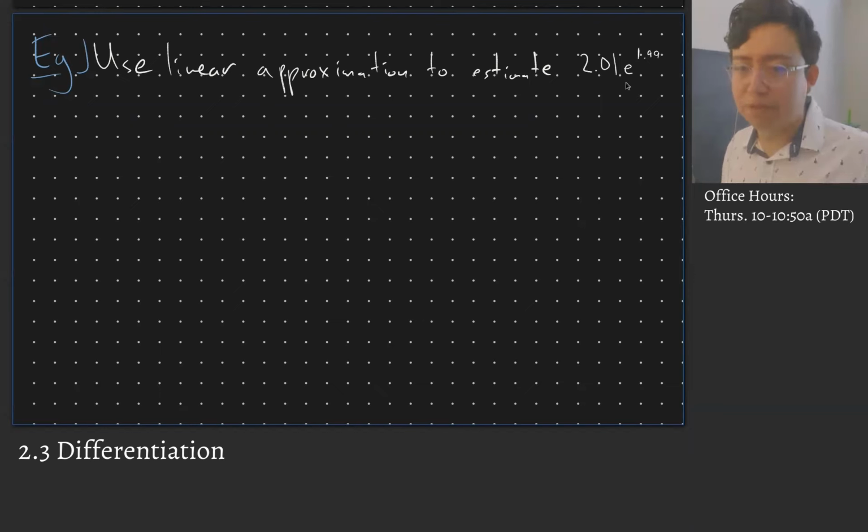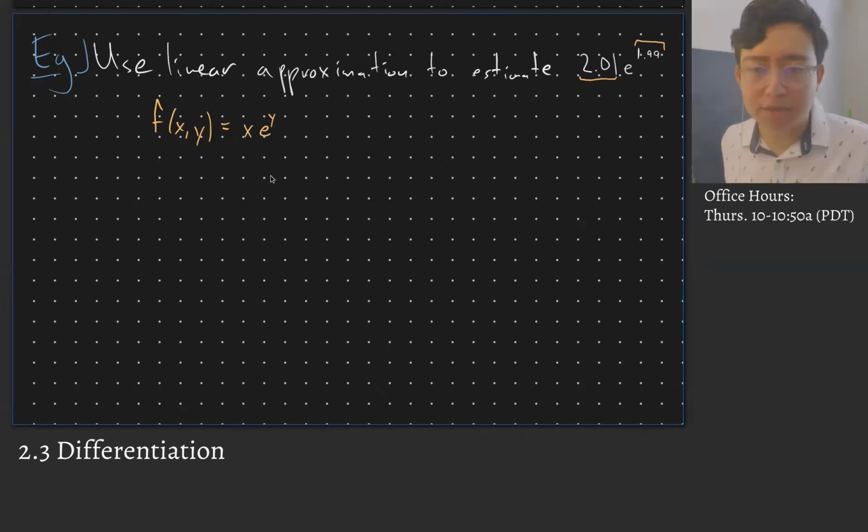The way we're going to do this is we're going to cook up a function that we can use to estimate this guy. The function is going to be in two variables, because we're noticing that there are two values here that we're going to use to approximate. We're going to say this is x e to the y. Maybe you want to write y e to the x, that's totally fine too.